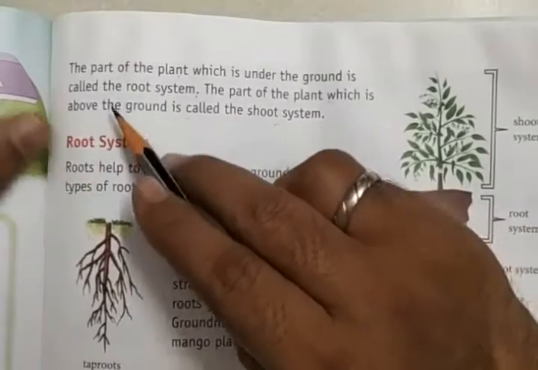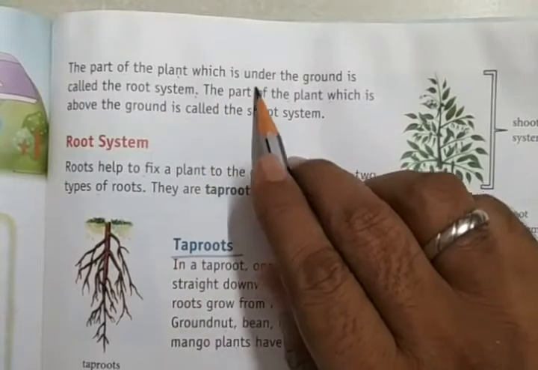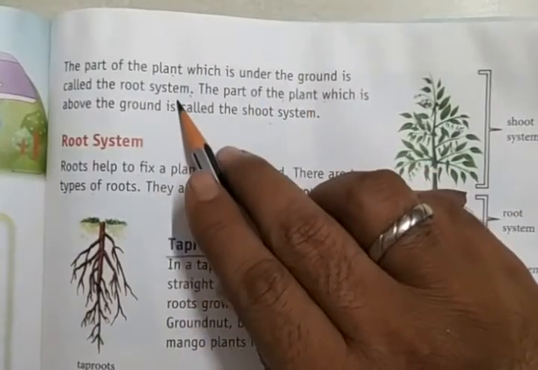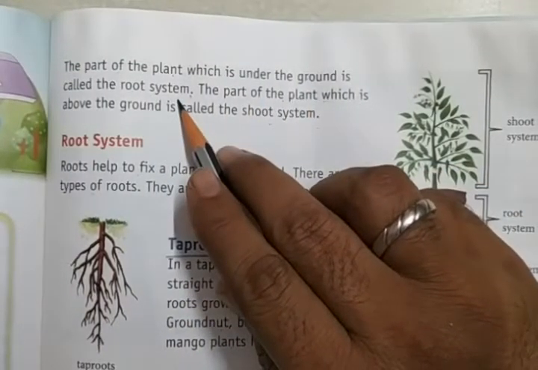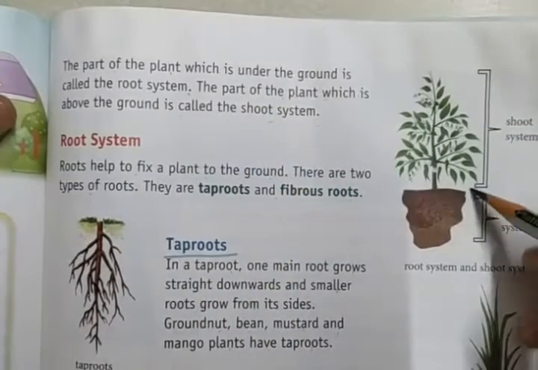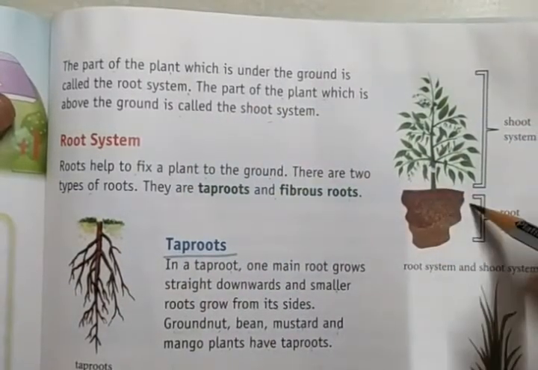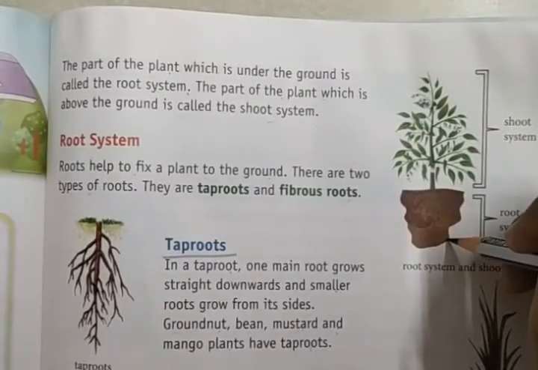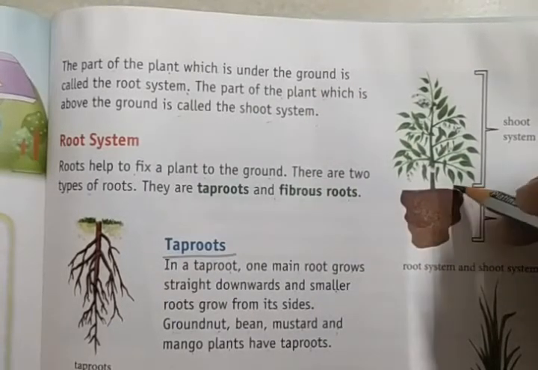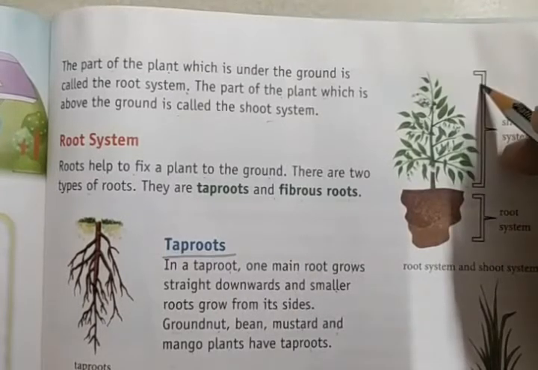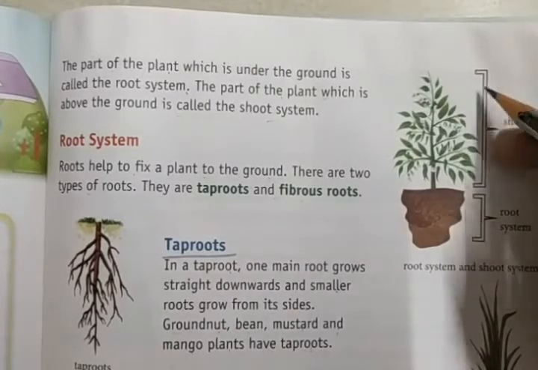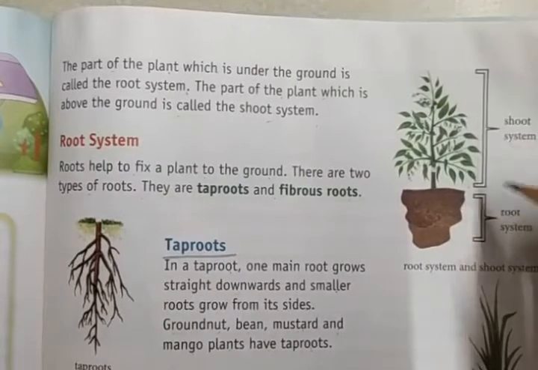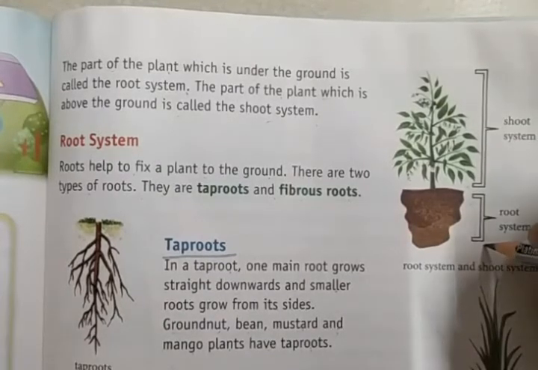The part of the plant which is under the ground is called a root system. The part of the plant which is above the ground is called shoot system. Above the ground is called shoot system, under the ground is called a root system.